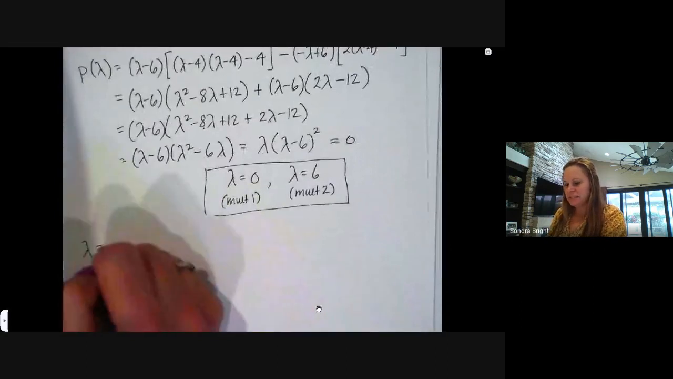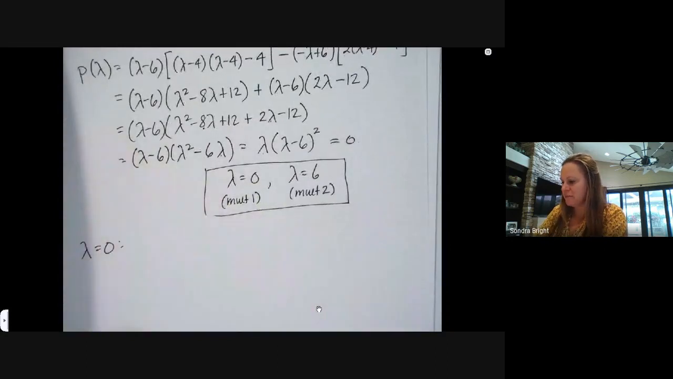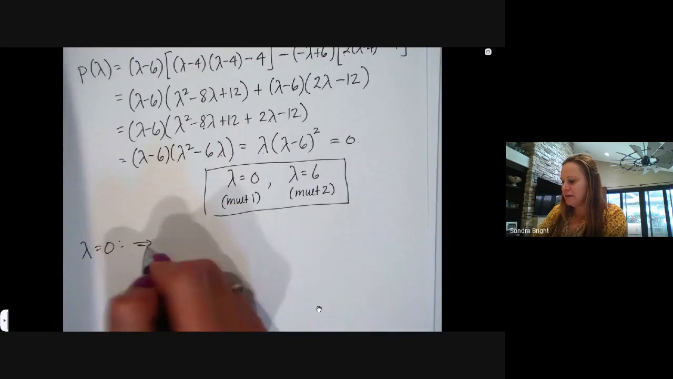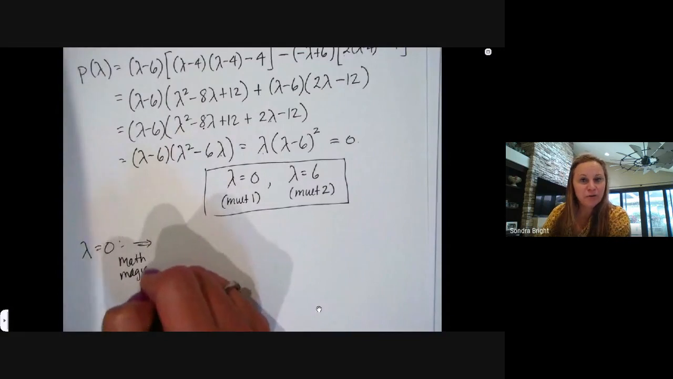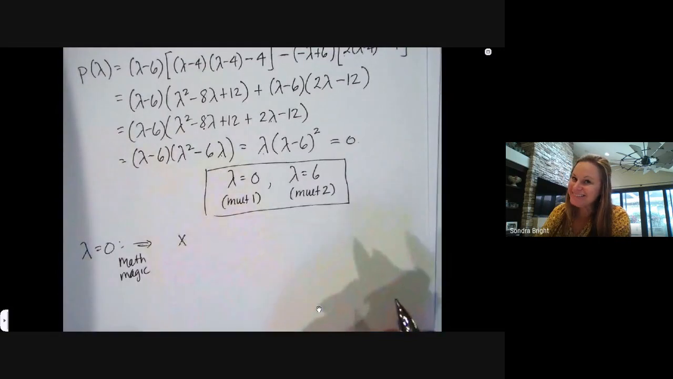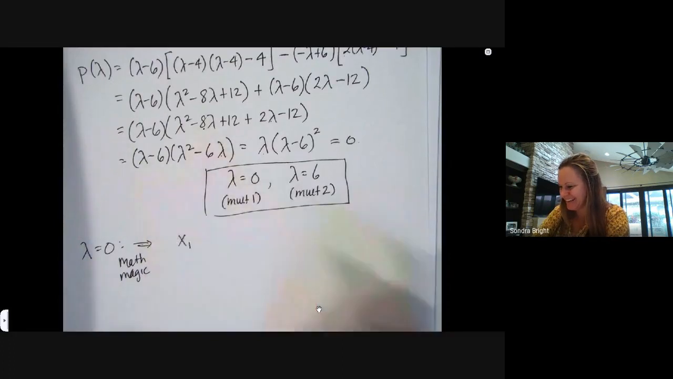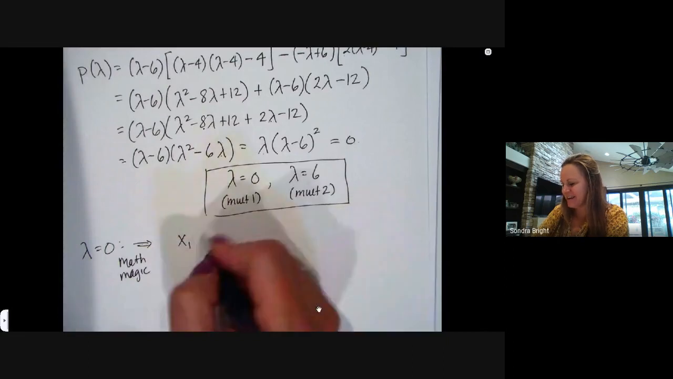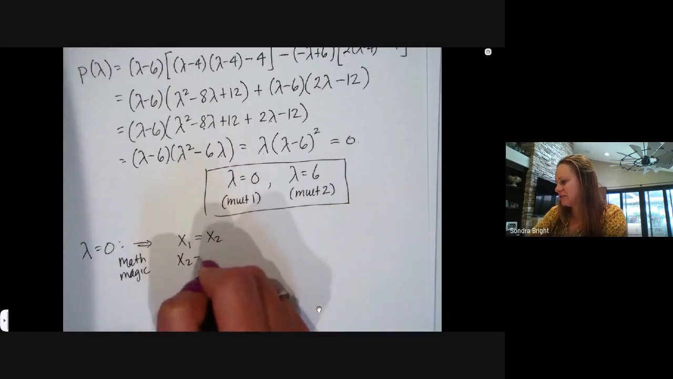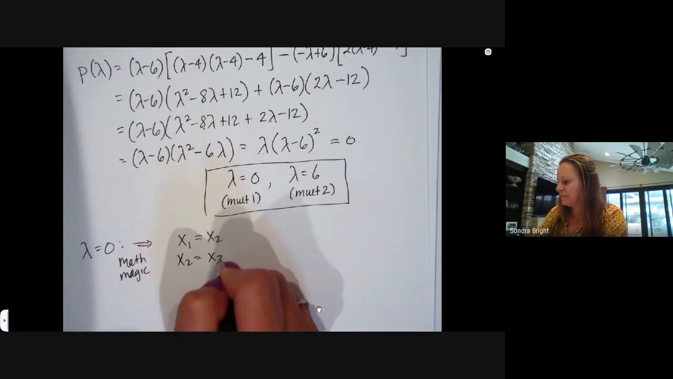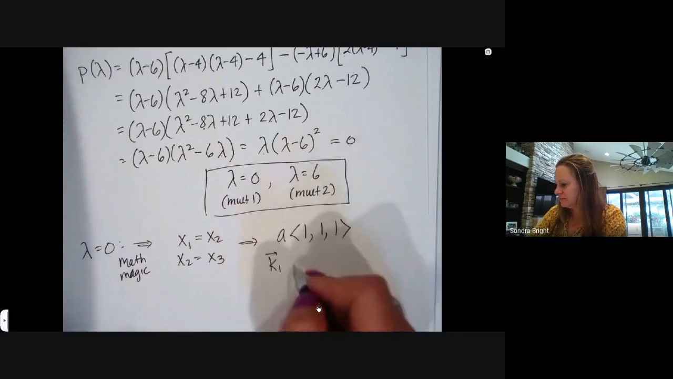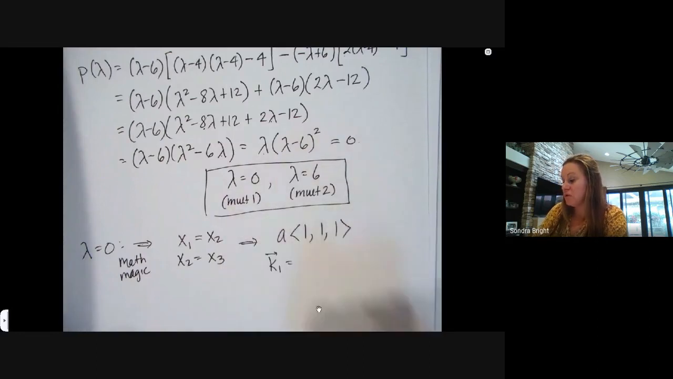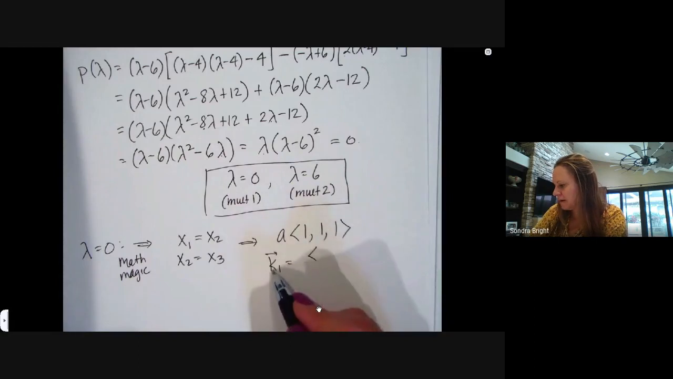When lambda equals 0, you're going to get a bunch of math magic. Pause the video now, work it out. You should get the relationship of, hopefully you paused, hopefully you worked it out. Welcome back. x1 is equal to x2, and you should also get that x2 is equal to x3. So that means you'll have an eigenvector of 1, 1, 1, and so the orthogonal one, right? Orthonormal, right? We want the unit one. So 1, 1, 1 divided by its magnitude, which would be about 3.